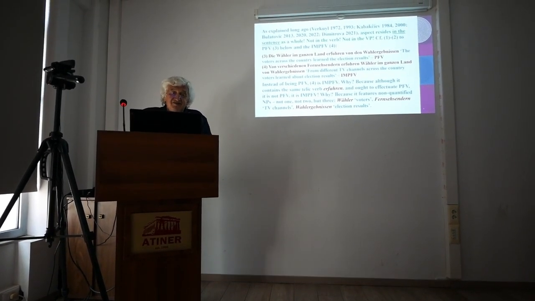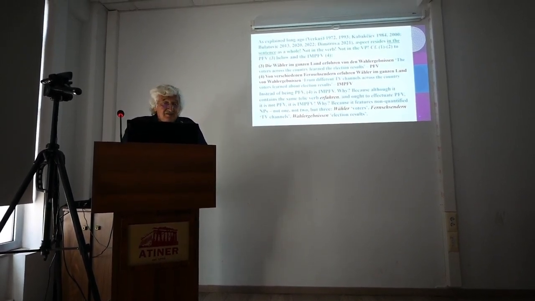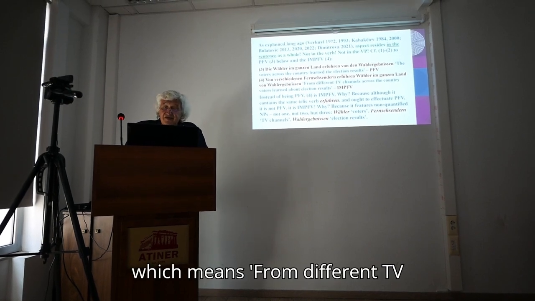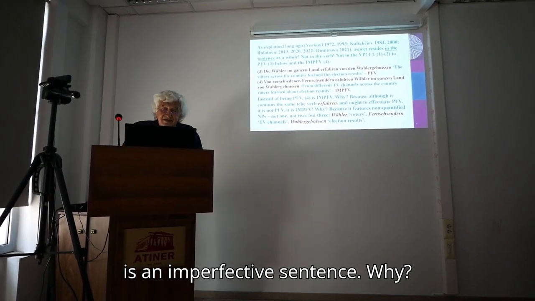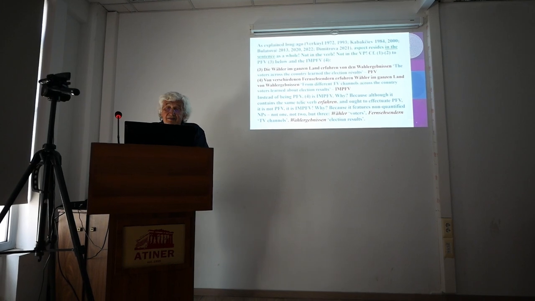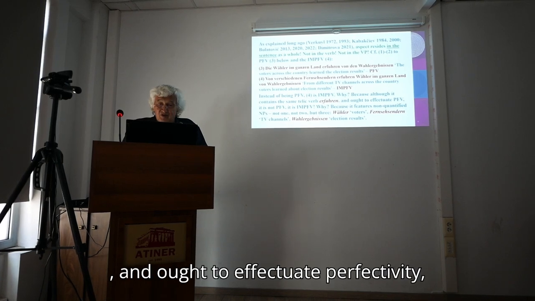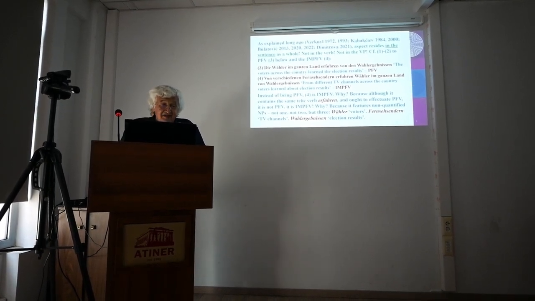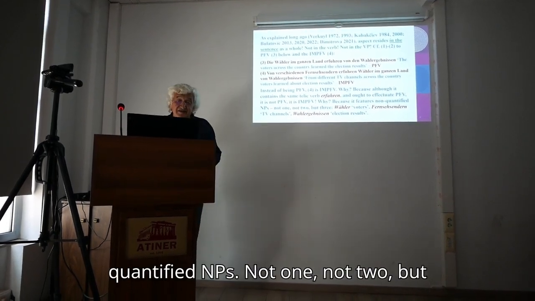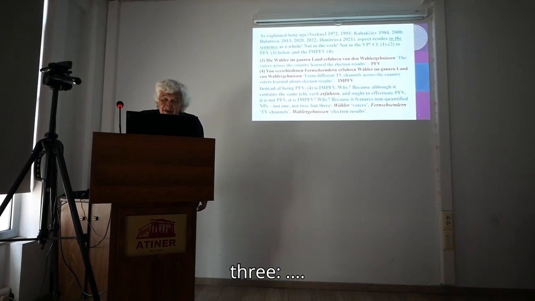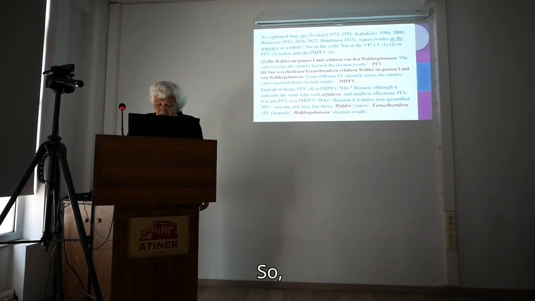And now the other sentence is "von verschiedenen Fernsehsendern erfuhren Wähler im ganzen Land von Wahlergebnissen," which means from different TV channels across the country, voters learned about election results. And this is an imperfective sentence. Why? Because although it contains absolutely the same verb, erfuhren, and ought to effectuate perfectivity, it is not perfective, it is imperfective. Why? Because it features non-quantified NPs, not 1, not 2, but 3: Wähler, voters, Fernsehsender, TV channels, Wahlergebnisse, election results.